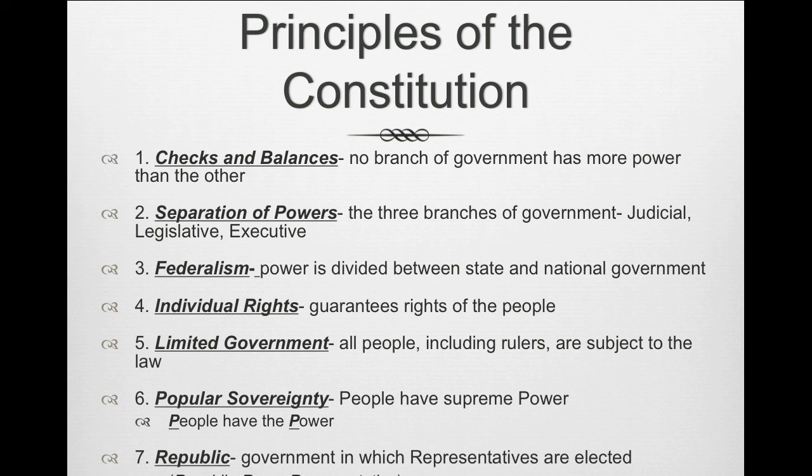The fourth principle is individual rights, and individual rights just guarantees rights of the people. We can find our individual rights in the Bill of Rights, which is the first 10 amendments of the Constitution. The fifth principle is limited government. This means all people, including rulers, including our president, including people in the government, are subject to the law. They can still get in trouble. Okay, this just means that our government is not unlimited. Our president does not have unlimited power. There are things put in place that keep him in check, and he can be subject to the law.